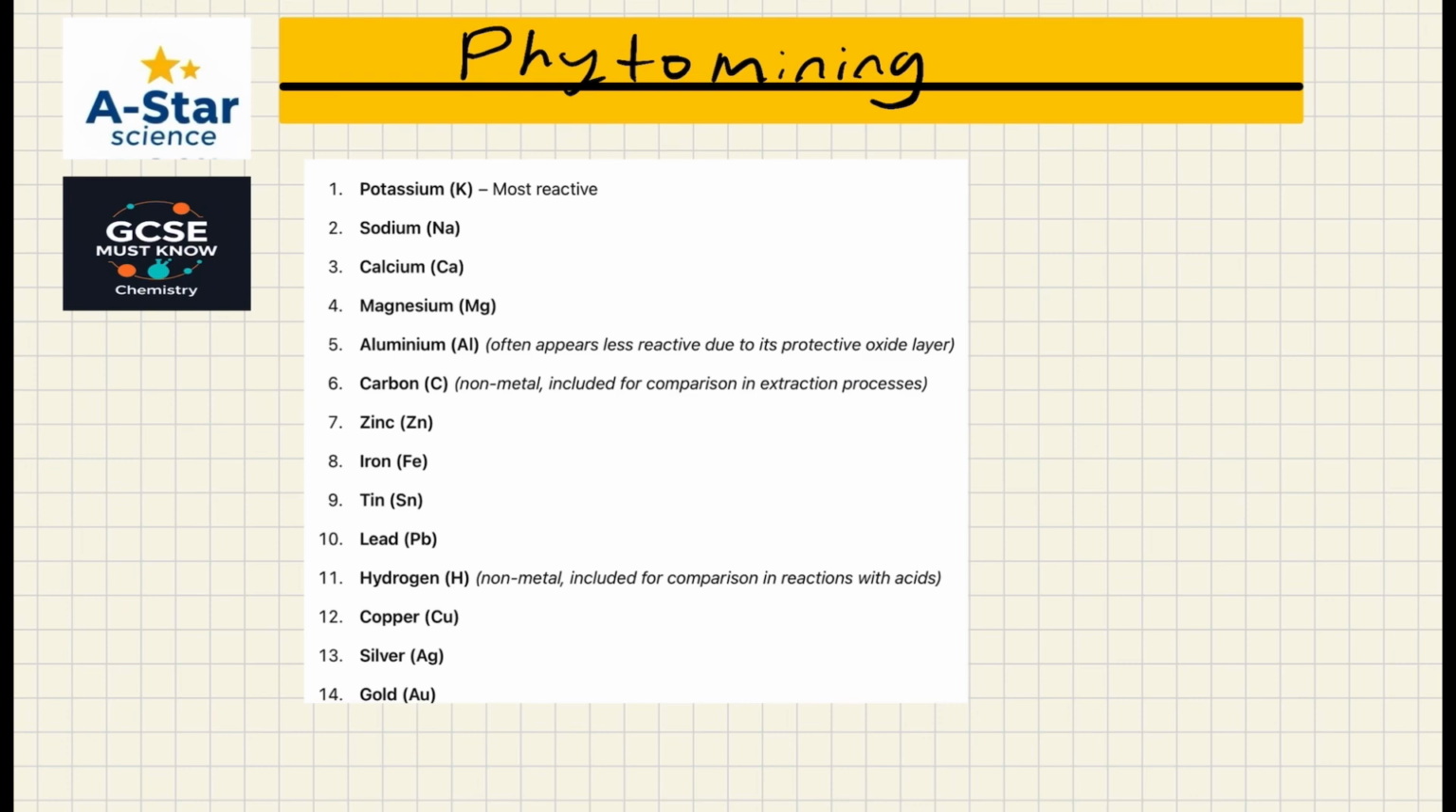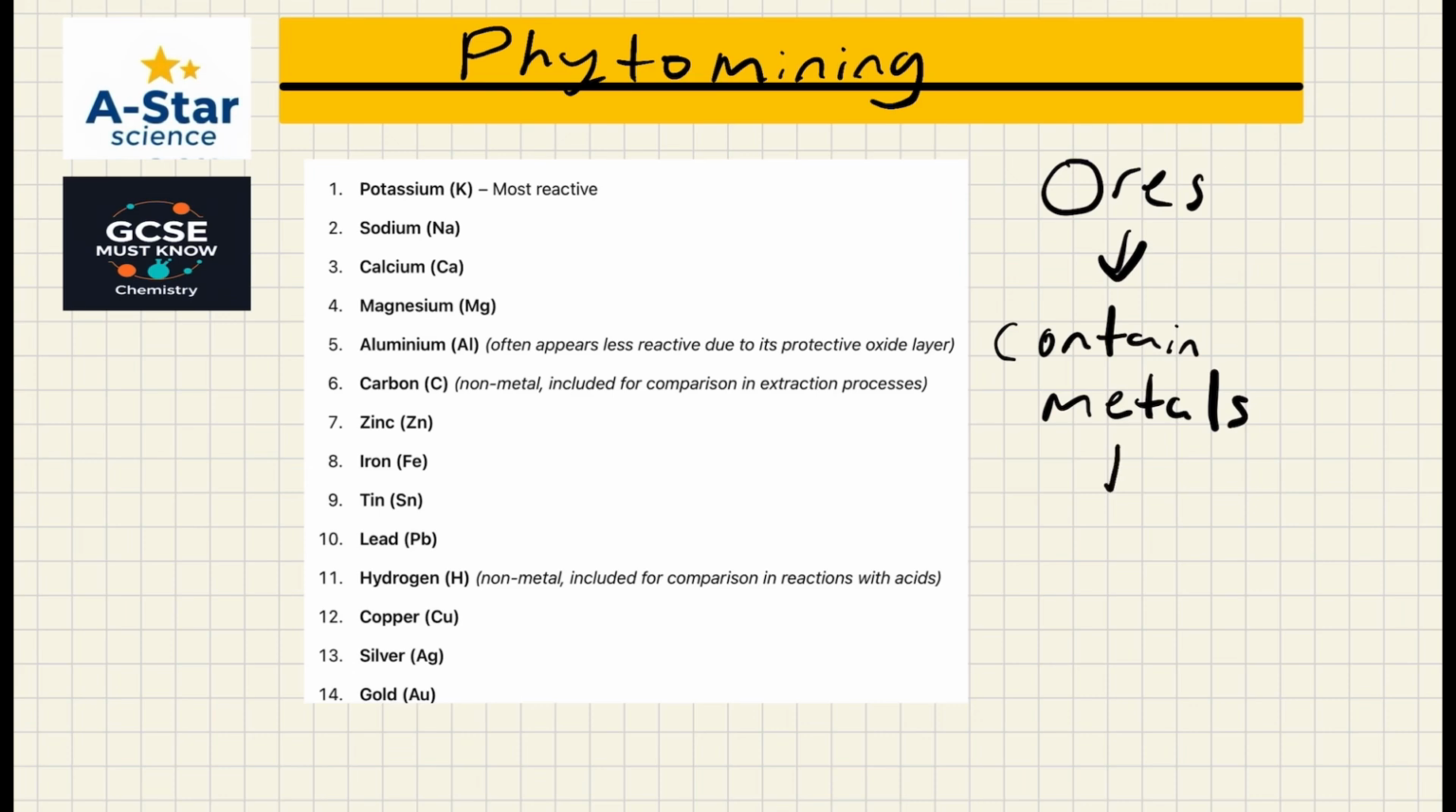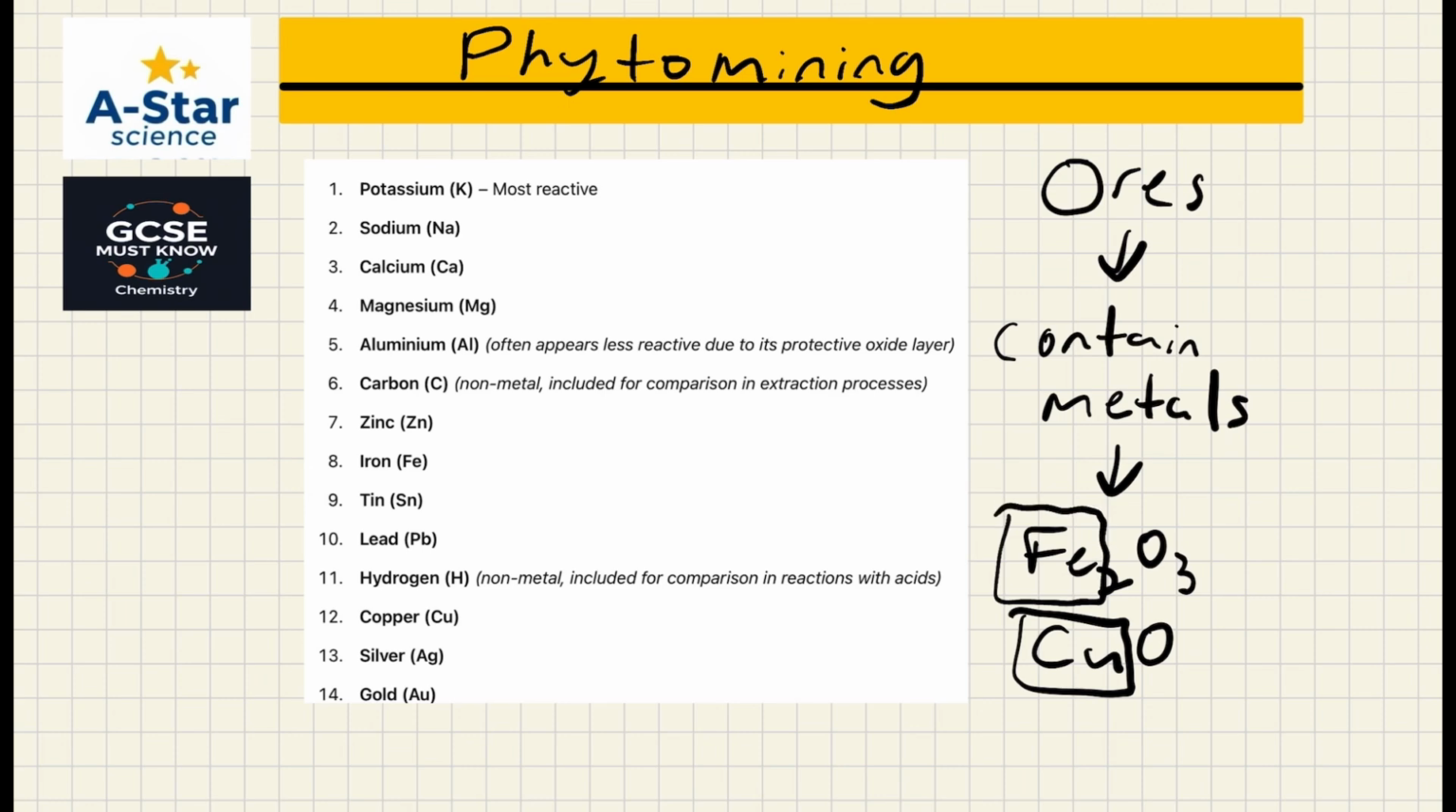Today we're talking about phytomining, and phytomining, of course, is related to the extraction of metals from their ores. So ores are minerals that contain valuable metals. And ores do not only contain these valuable metals, but they may contain other things. So for example, if we have iron oxide or copper oxide, these contain oxygen, and you only really want the metal ions that are in those ores. And so you need to be able to extract them in some way.